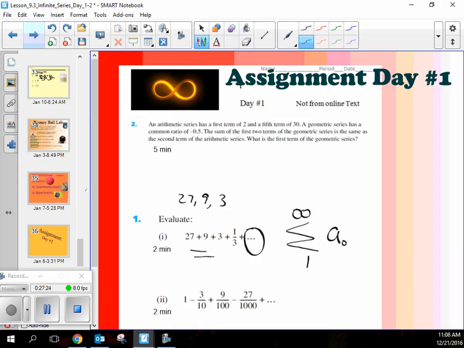So what's the geometric one? It's A0 times R to the n minus 1. You got to know these formulas or at least be able to use them. And then what is our A0, or just our A? In this case, 27. So I'll stick a 27 here. And what's our R? Well, I can do that by doing that divided by that. What's 9 divided by 27? 1/3.